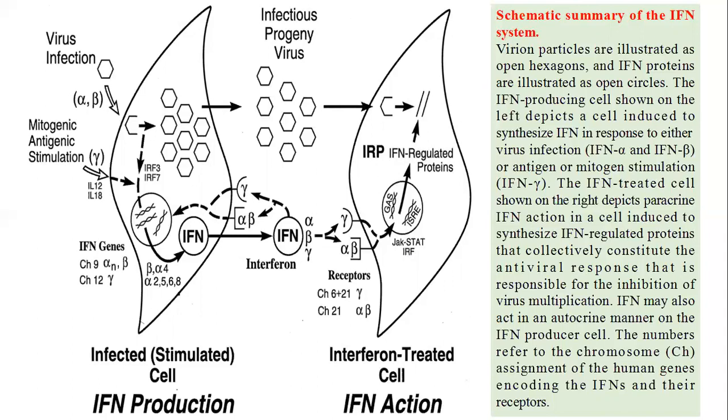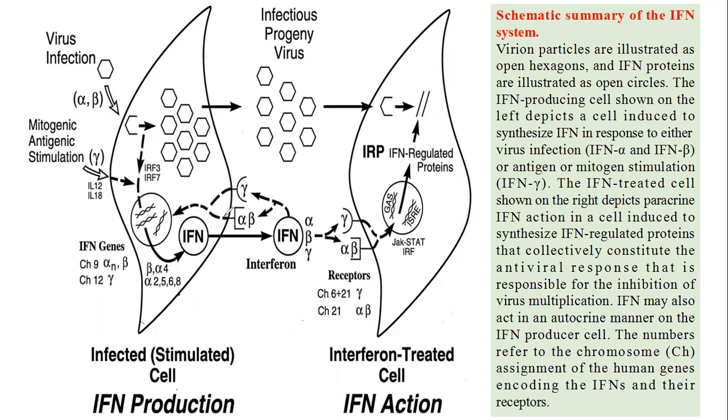So here also you can see we have already discussed this alpha and beta, the first one, and this is the gamma, the type 2. Here you can see the mitogenic antigenic stimulation happening with IL-12 and other interleukins, the inflammatory cytokines, and then the IFN genes, which are on chromosome number 9 and chromosome number 12. Chromosome 9 is alpha and beta, 12 is gamma.